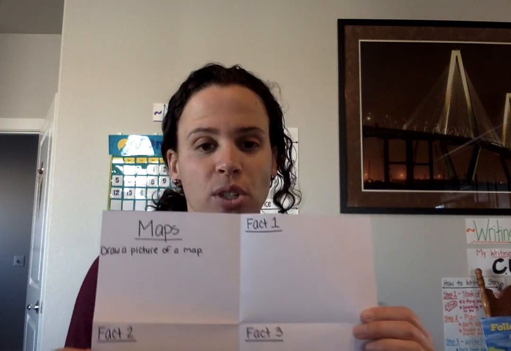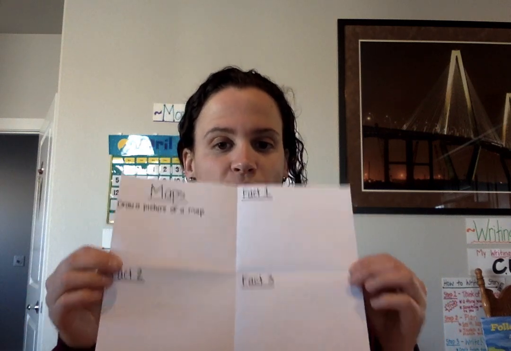Then we are going to go into facts. You need 3 facts about maps that you learned from me reading and talking about maps as I read the book, Follow That Map. So think, what did I say that every map has on it? It tells you which direction to go. Do you remember what that's called? Okay, if not, you can go back into the video and see if you can figure that out.